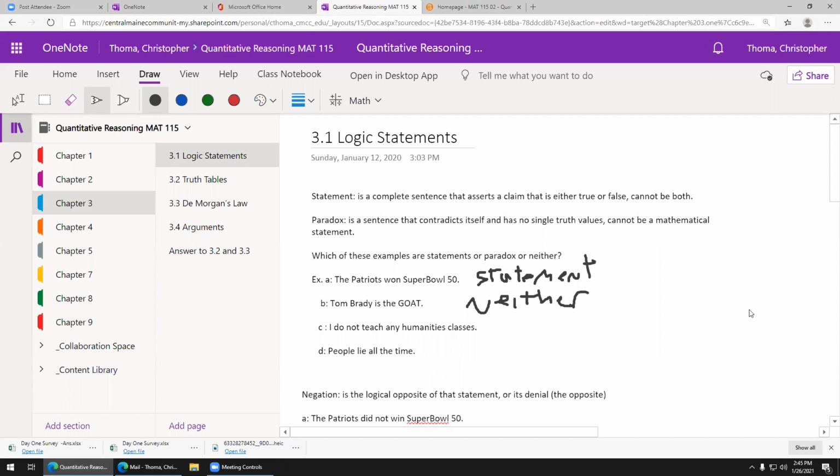So it is true. It would also be a statement if I said I do not teach any math classes. It would still be a statement, just a false statement, because I do obviously teach math classes. So again, a statement doesn't always have to be true. It just has to be one or the other.